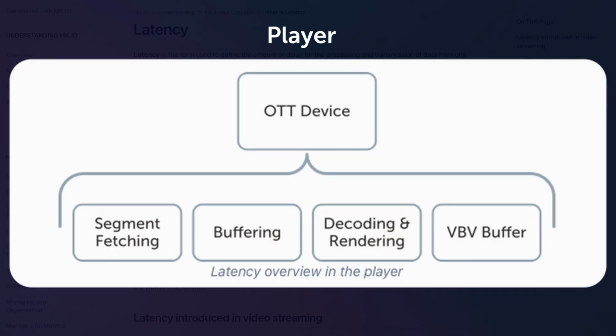At the player. Finally, the viewer's device downloads video segments over the network to prevent interruptions. The player waits until it has enough content buffered before starting playback. It then decodes and renders the video and audio. That final buffering step is important for stability, but it also contributes to delay. Understanding where delay is introduced helps you design more responsive live workflows.